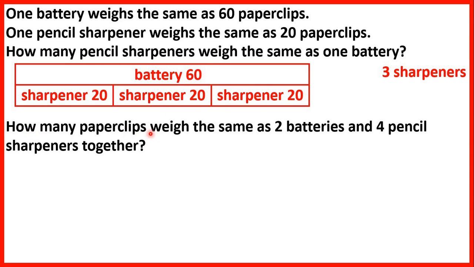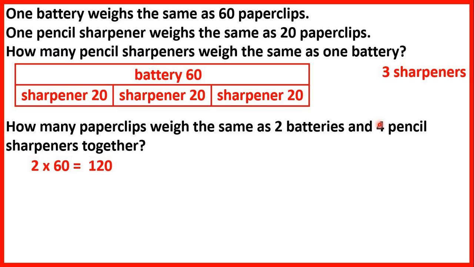Now, how many paper clips weigh the same as 2 batteries and 4 pencil sharpeners together? So 2 batteries, we can work out 2 times 60, because each battery is the same as 60 paper clips. So 2 times 6 is 12, and then we need a 0 on the end, so that's 120.